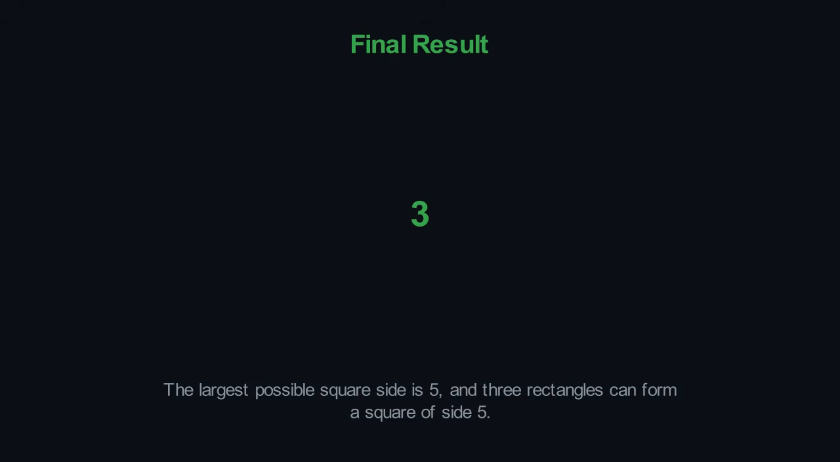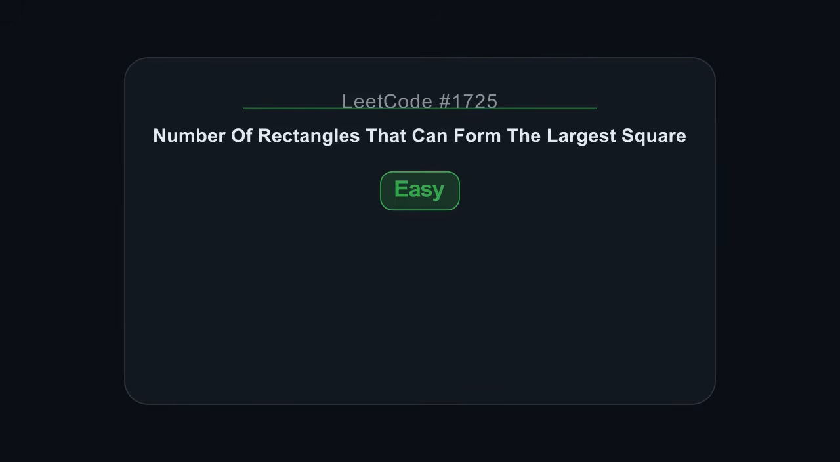This is correct because the largest possible square side is 5, and there are 3 rectangles, [5, 8], [5, 12], and [16, 5], that can form a square of side 5. You'll spot this pattern when you need to find a maximum value, and then count occurrences related to that maximum. It's also a strong signal when you realize a two-pass approach could be optimized by storing intermediate results, like frequencies, in a hash map or dictionary during the first pass.